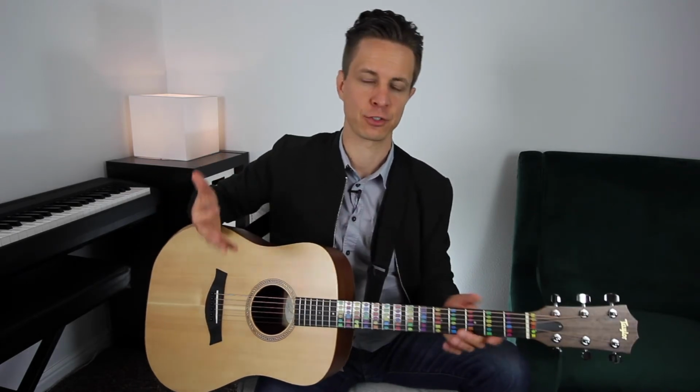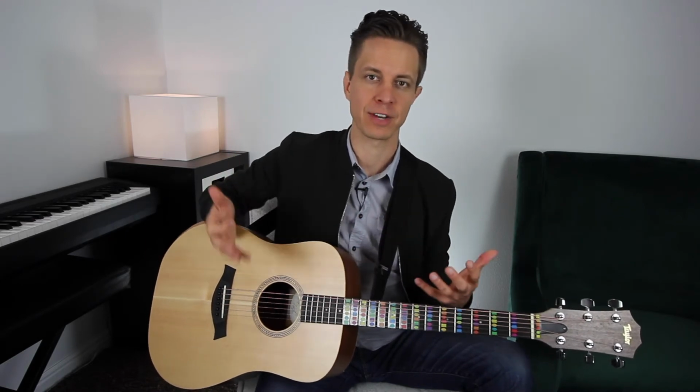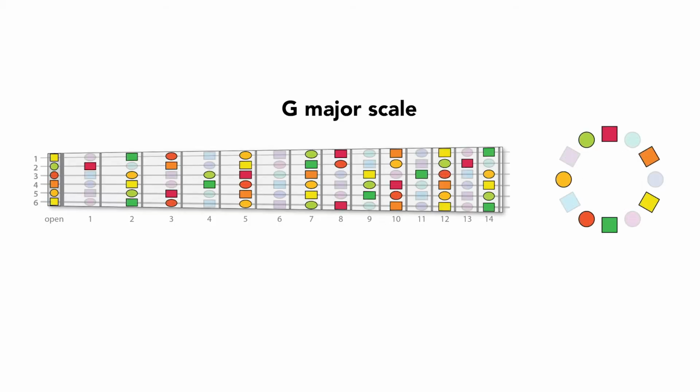So are we describing this pattern as G, A, B, C, D, E, F sharp, G? Or are we looking at it as 1, 2, 3, 4, 5, 6, 7, 8? All of these different alphanumeric characters can get a little bit busy. So to simplify things, let's look at the same pattern using colors instead. And when we do, it's easier to see the various notes and intervals.